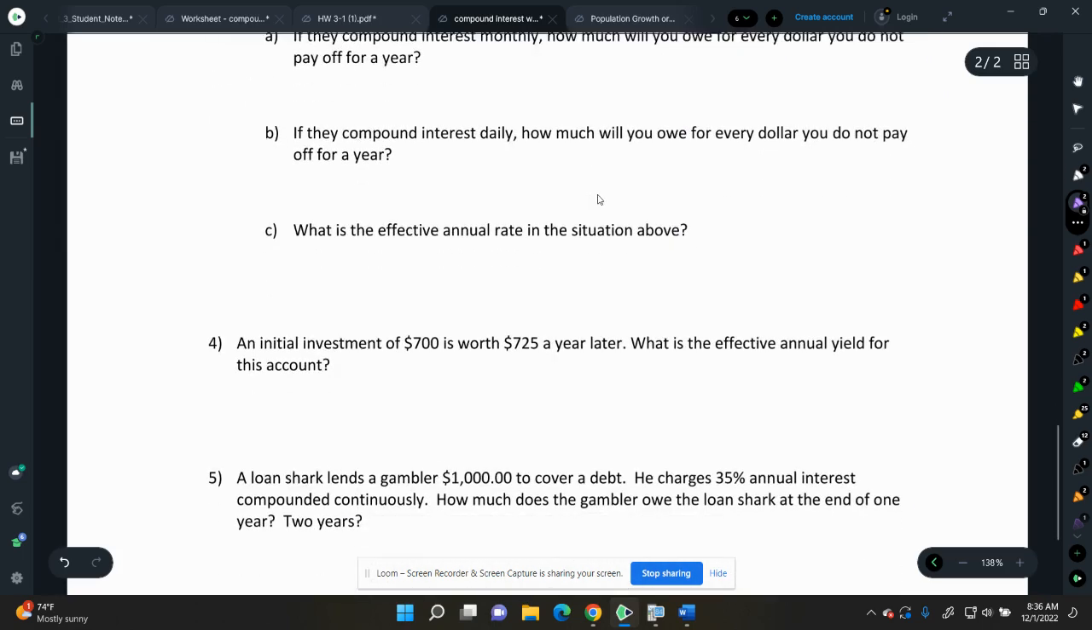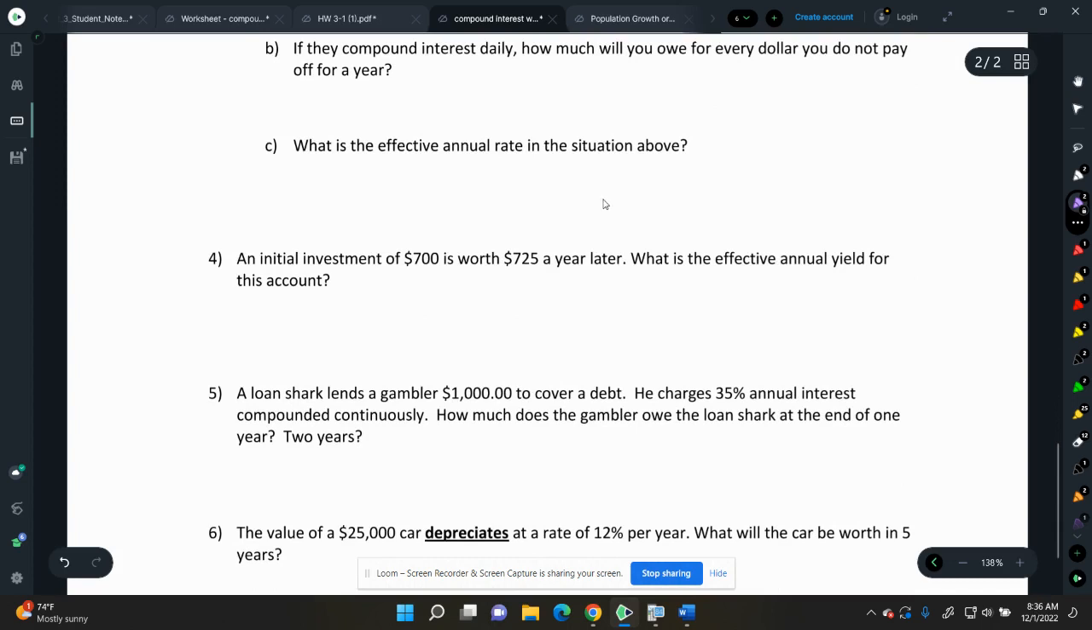Number 4. I told you to skip it because I hadn't taught you effective interest rate, but let's look at it now. An initial investment of $700 is worth $725 a year later. So how much interest did I earn? $25. What is the effective annual yield of this account? Okay. This one, we've got to figure out the effective interest and then figure out how much we would make each year. I'm not going to ask you to do that, so we're going to skip that one.